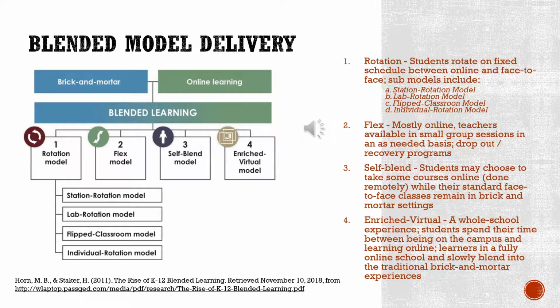The flex model. This is mostly online content, where students can progress at their pace and teachers are available to meet in small study groups with students on an as-needed basis. Self-blended. It's not a traditional whole school experience, as the students choose to take one or more completely asynchronous courses. The asynchronous courses can be taken on campus as well as off campus.